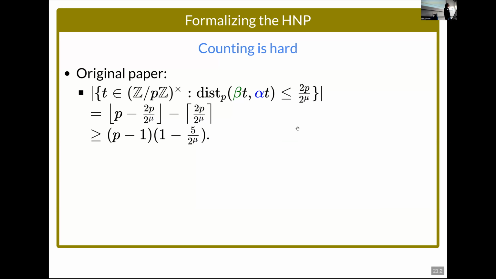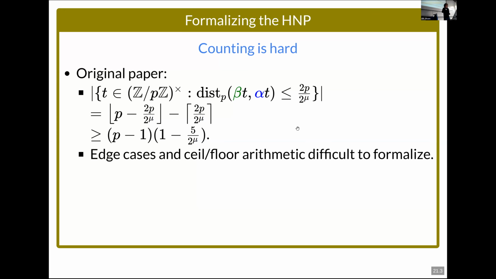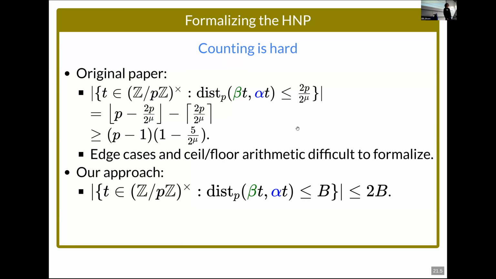So in the original paper, somewhere in the argument, we have to talk about the cardinality of this set, and it doesn't really matter what the set is here. What I want to point out is that the original argument shows that the cardinality of this set is equal to this expression involving floors and ceilings, and then we bound it below by something that we want. And actually the floors and ceilings introduce a lot of edge cases. Showing this equality is quite annoying. You have to know something about p and something about mu and do some casework, and this is not pleasant. So we just abstracted this.